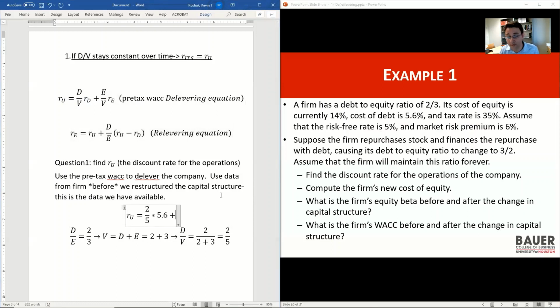What about equity over value? Well, if the company was 2/5 in debt, then 3/5 of the company is in equity. And what was the discount rate on the equity? Well, it was 14%. So you put all this together to get the discount rate on the assets. This works out to about 10.6%.